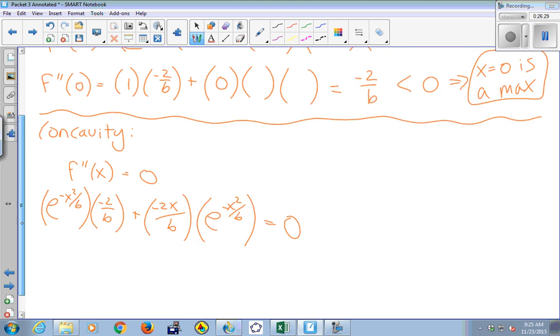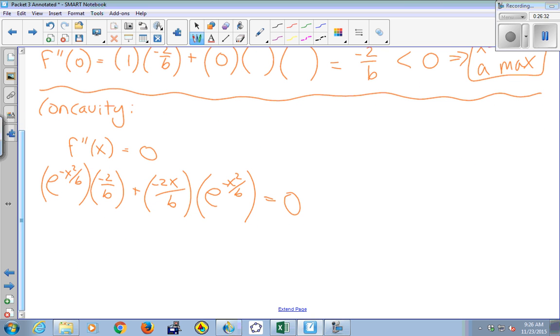Okay. So I've got an e to the something in both terms. I'm going to factor that out. Factor out e to the negative x squared over b. And what I'm left with in the first term is just a negative 2 over b. And in the second term, a negative 2x over b. And I liked doing that because that means I now have it written as a product. Two quantities multiplied together, the answer is 0.